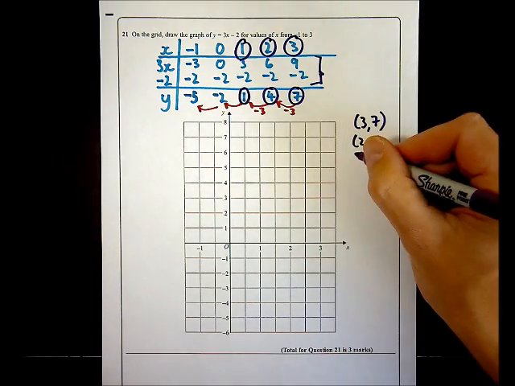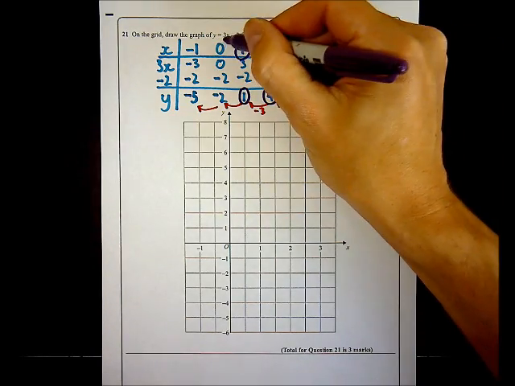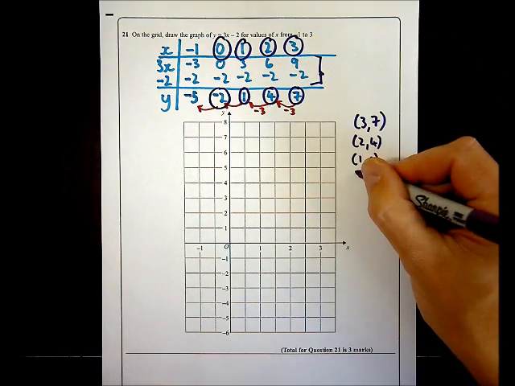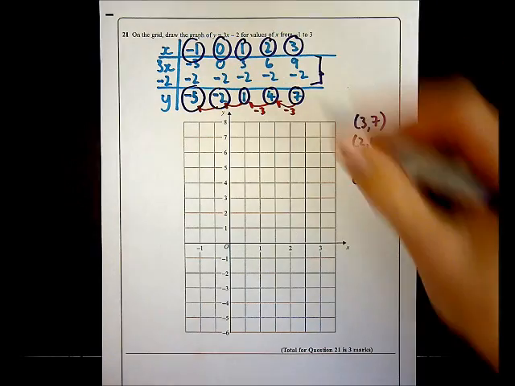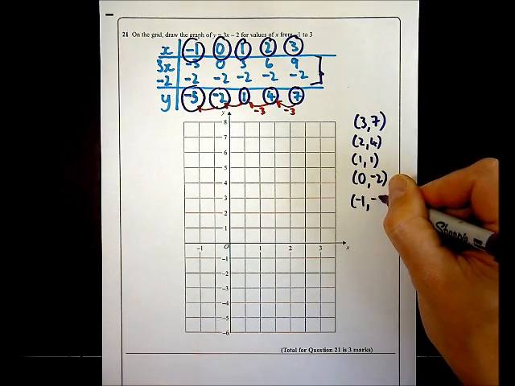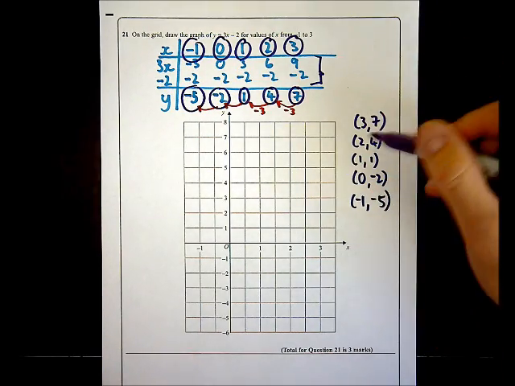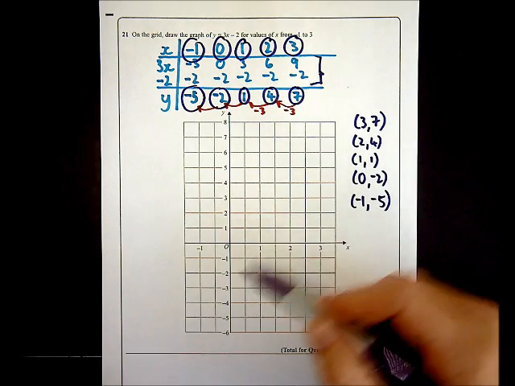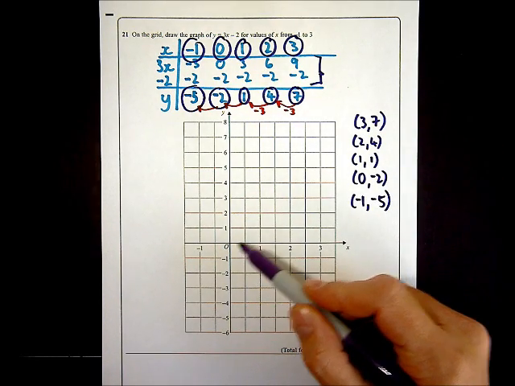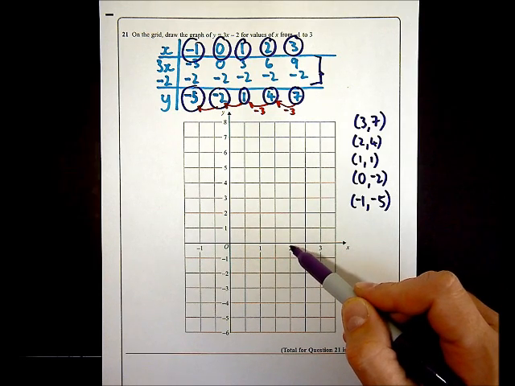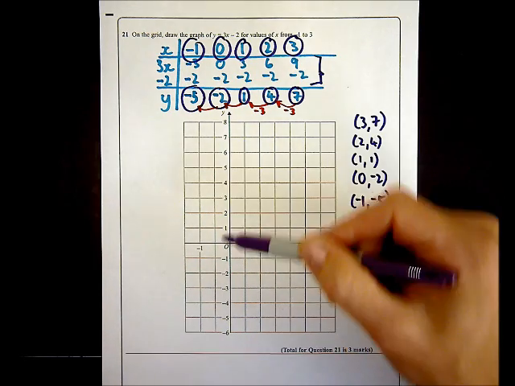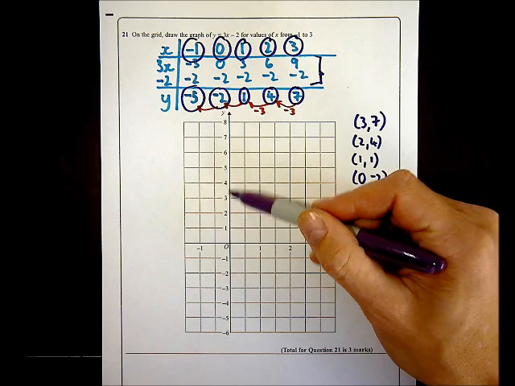So 1, 1, 0, -2, and -1, -5. So all I've got to do is plot these points on this graph. Now, be careful with the scale, it goes up in 1 across would be 2 squares, and another one would be to 2, and another set of 2 squares would be to 3. But going vertically, it's going up 1 square is 1 unit.